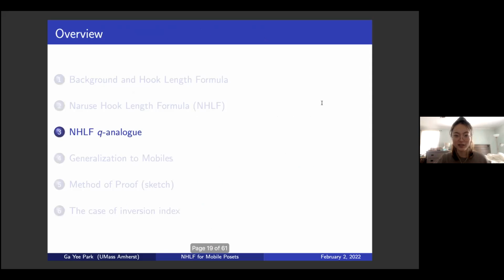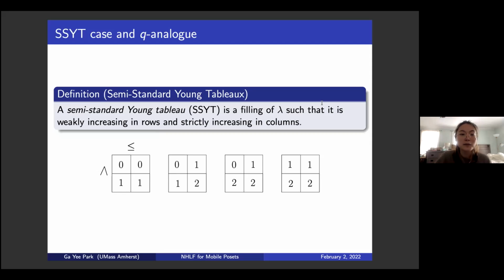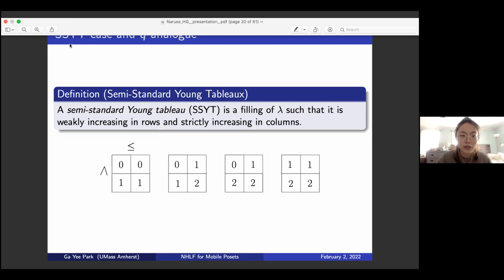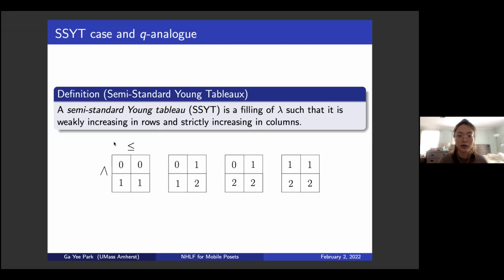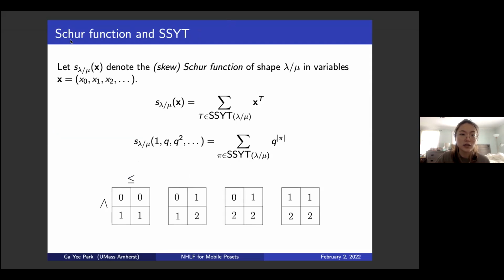All right. Now let's take it up a notch into a q-analog case. In general, we can generalize these tableaux into semi-standard Young tableaux, where we are increasing strictly in columns and weakly increasing in rows. For my example, I am allowing zeros. Now I can repeat numbers, and there are infinitely many semi-standard Young tableaux of this particular shape. There you go. And these are also related to the Schur function of q-analog.